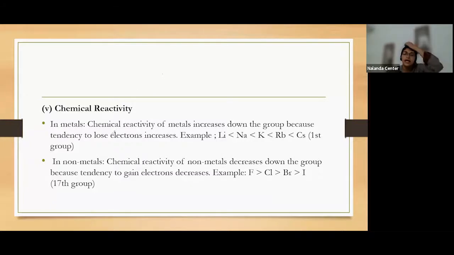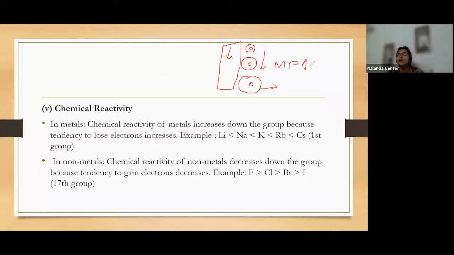Now, chemical reactivity of metals and non-metals, we have to study separately. If you see metals, the chemical reactivity is going to increase down the group, because size increases. What makes metals? The tendency to lose electrons. As size increases, it can easily lose electrons. So metallic property is going to increase down the group.